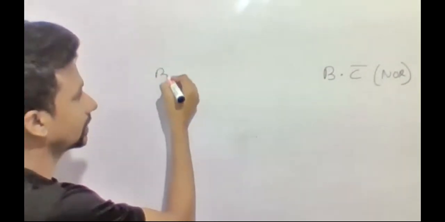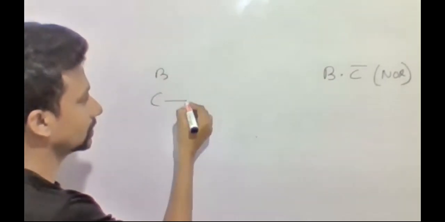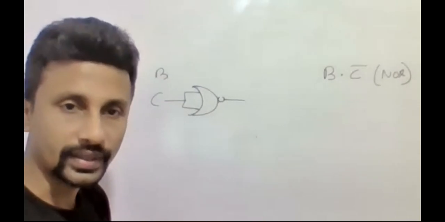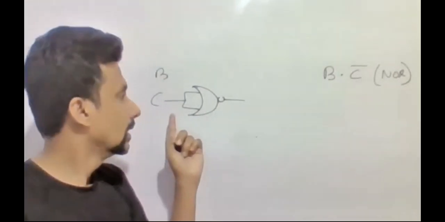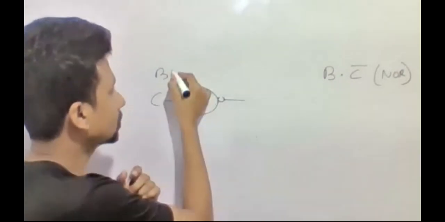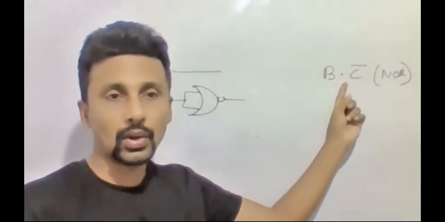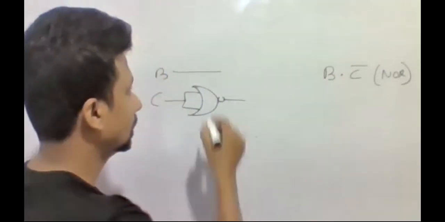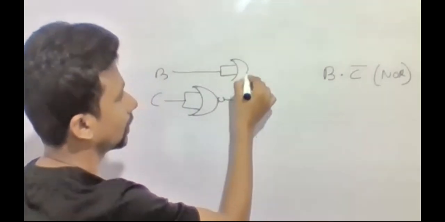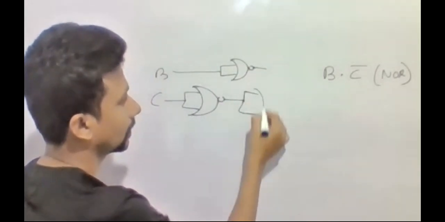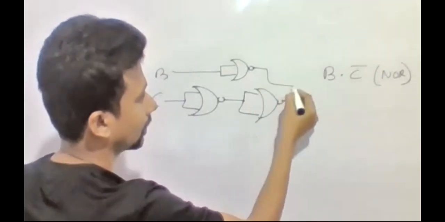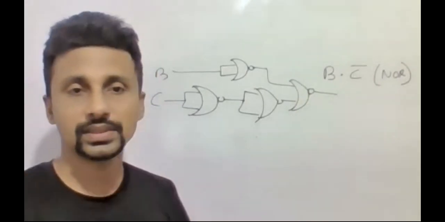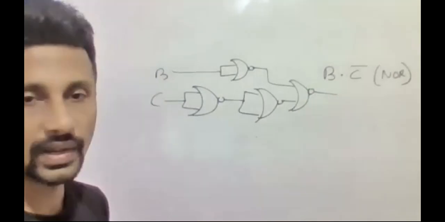So B is there. C dash with using a NOT gate. I have to get a NOT gate. I have to use this NOT gate like this. Then B also coming. Then here you have dot, and an AND gate you can represent with three NAND gates. You can draw like this. So this is your output. This is your output, right? This is one method.